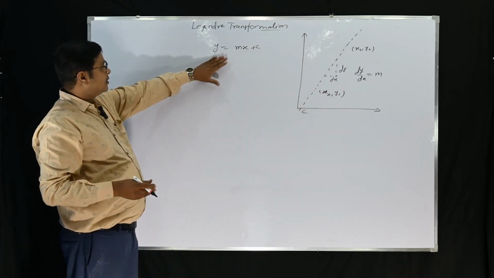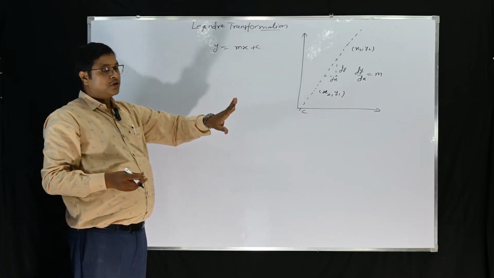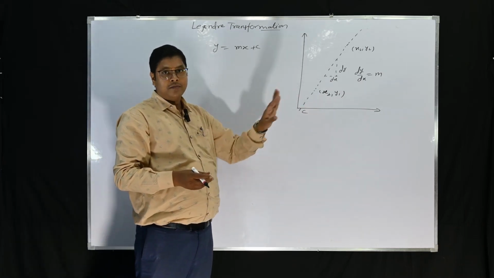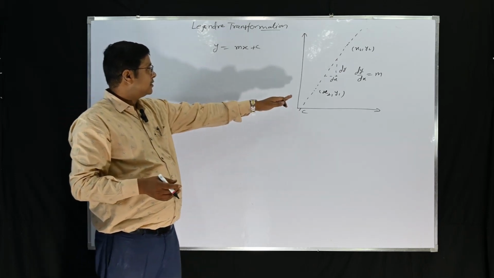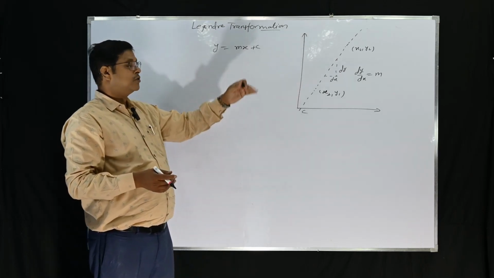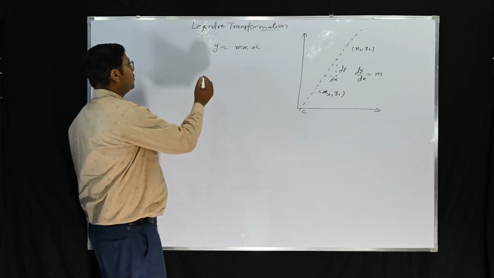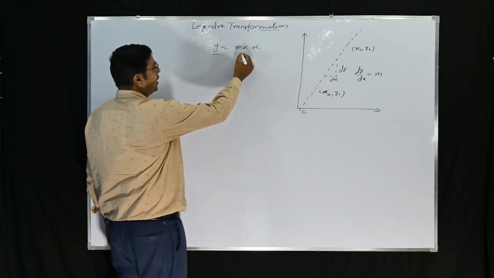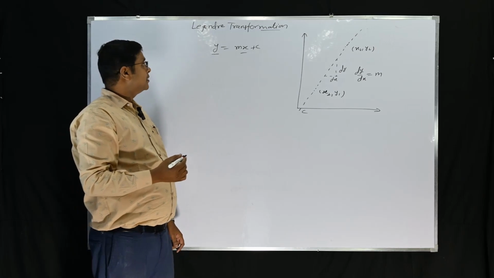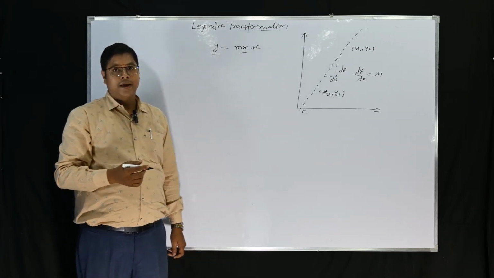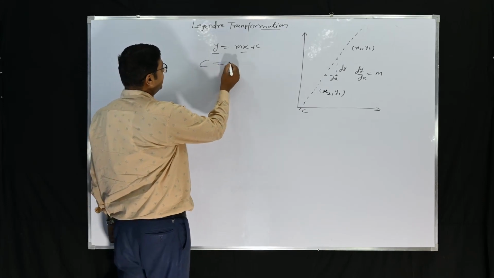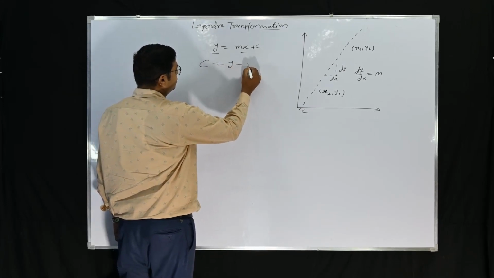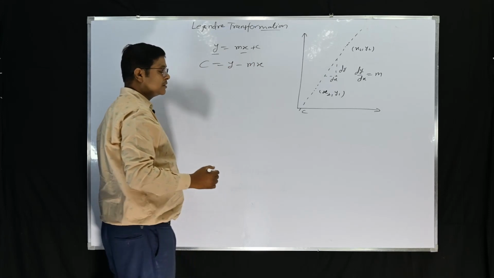So here I am losing no information because I am representing the same thing, only the way of representation is changed. And this line equation is given by y is equal to mx plus c, where y is the dependent variable, x is the independent variable, and m and c are constants. If I rearrange this equation, I can write c is equal to y minus mx.